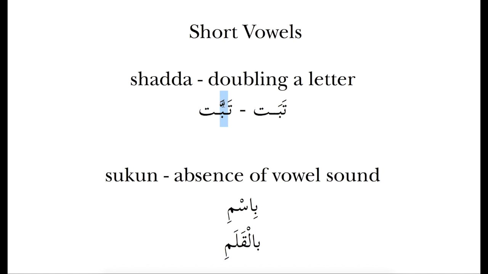Just as you see it's doubled up here, like a double loop, likewise it means that you doubled the pronunciation of that letter. You hold the letter down for 2 beats. So in this case, you have tebbet. This word right here would be incorrect if said as tebet. The right way to say it is tebbet.